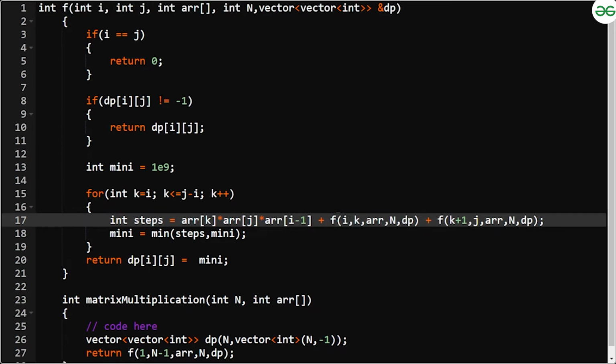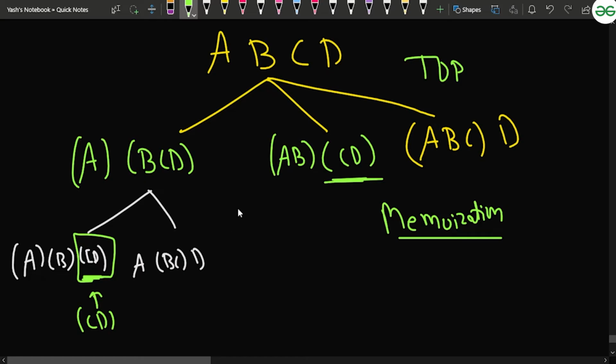that gives me from I till K, from I to K, passing the array and the DP as the same. Then from K plus 1 to J. So this is the left part that I get. This is the right part. So left part plus right part plus the current multiplication. That is nothing but array of I minus 1 into array of K into array of J, as we were discussing for these cases.